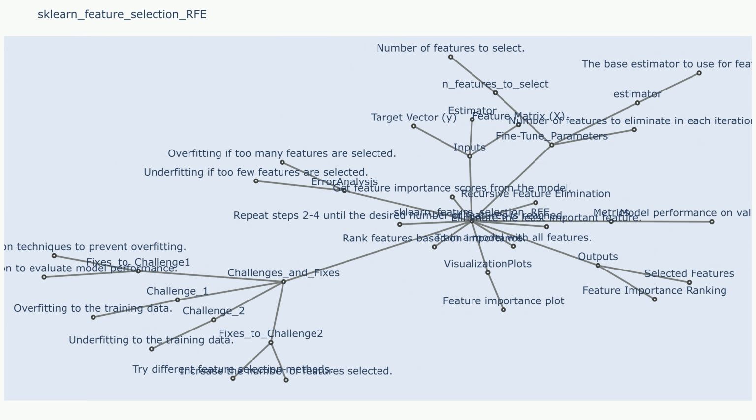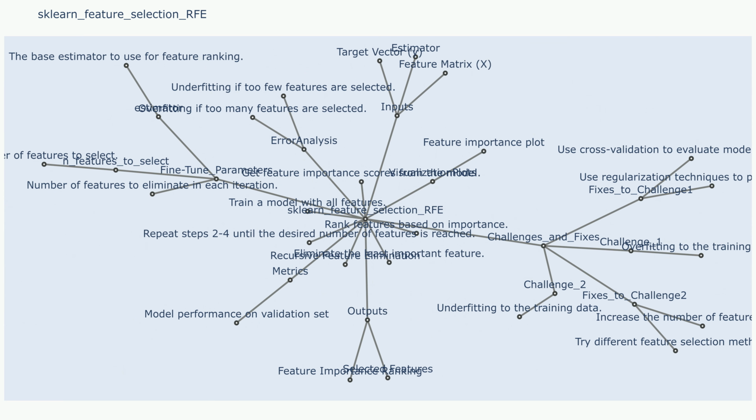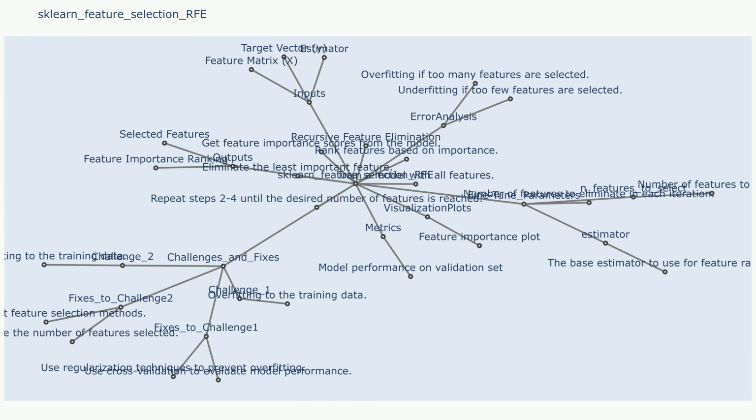Fixes to Challenge 1. Reduce the number of features before applying RFE by using other feature selection methods. Use a more efficient estimator, e.g., linear models are often faster than tree-based models. Challenge 2: RFE may not always identify the most important features, especially if the feature importance scores are not highly correlated with the model's performance.